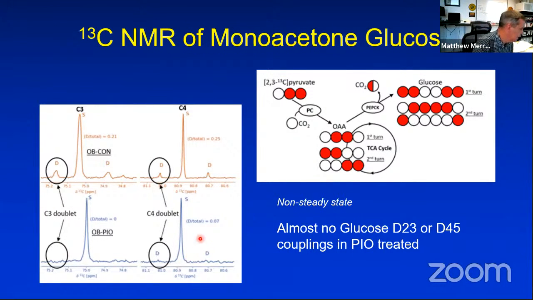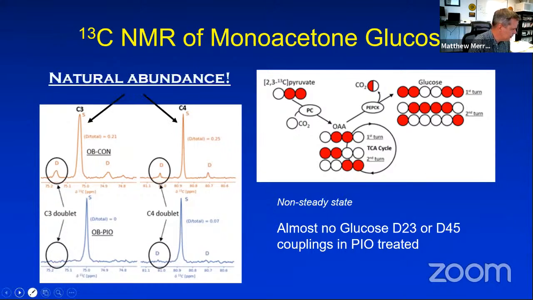And so the way that you can interpret this data is either there's been a lot of scrambling, or you can reference back to the fact that the glucose production is actually much decreased in the PO treated. And so we just don't stand much of a chance of producing this because the total glucose production is quite a bit lower.